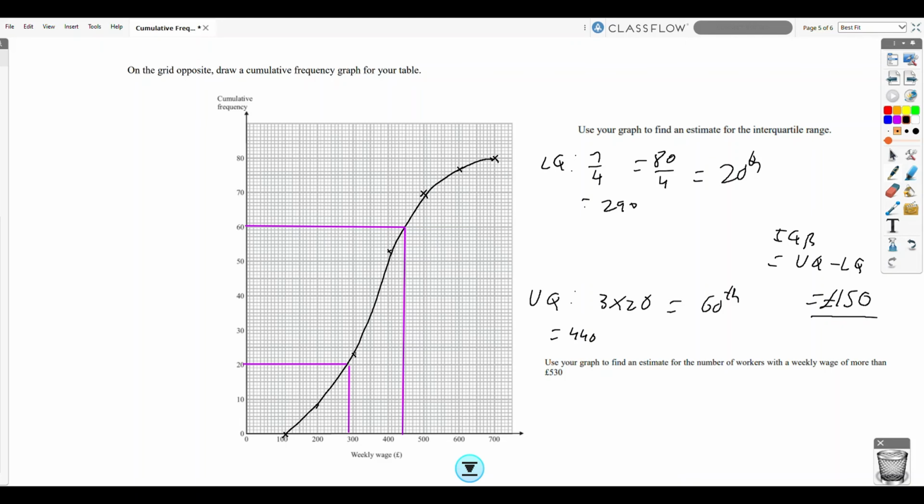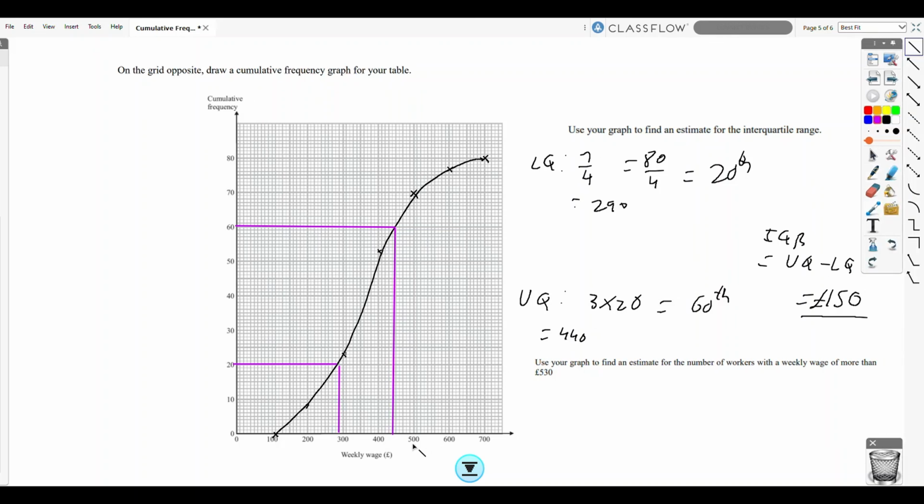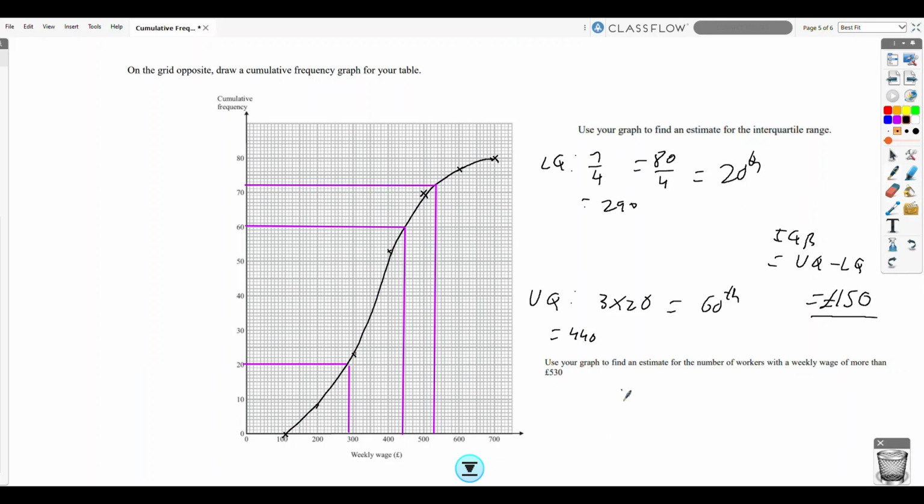And finally, use your graph to find an estimate for the number of workers with a weekly wage of more than 530. So we go to the x-axis at 530. So 1, 2, 3. Draw a line that goes straight up, and it hits here at about 72. Once again, we want the amount of workers more than this, so it's the total take away this, which leaves me with 8. So 8 workers.